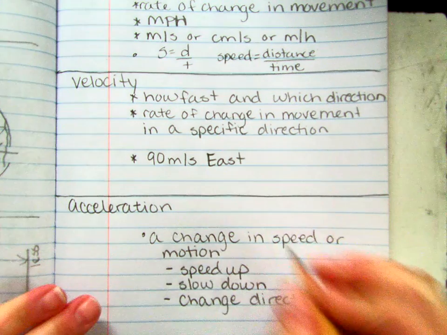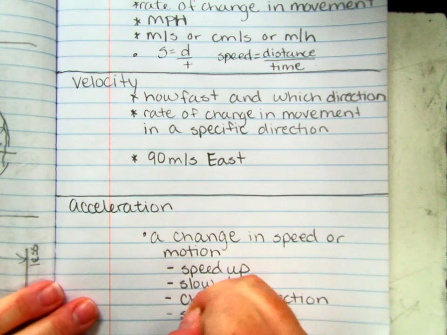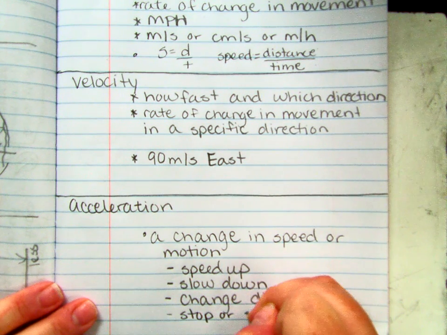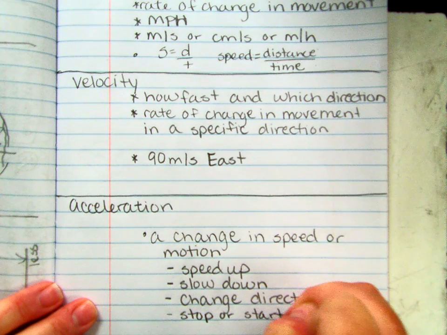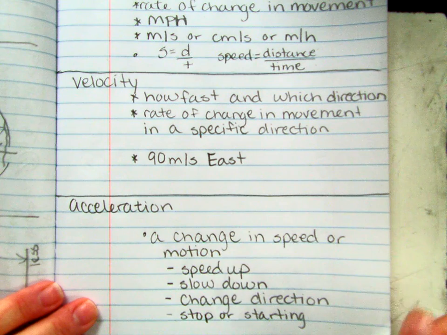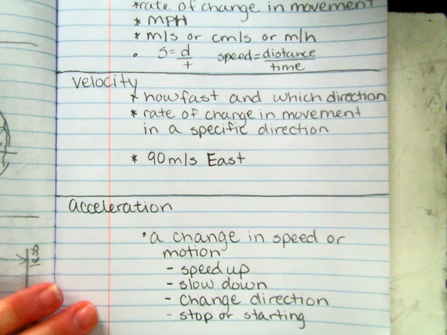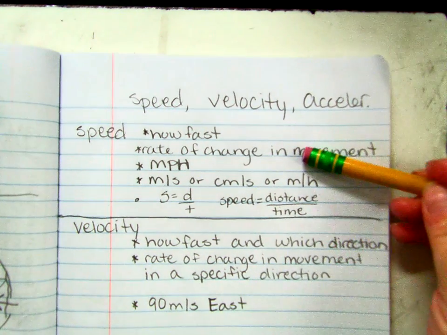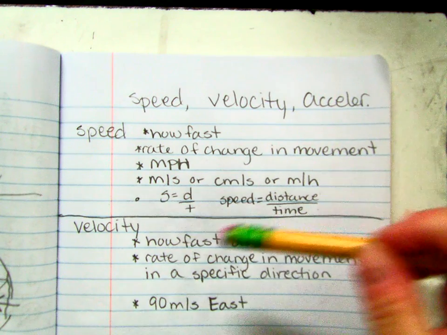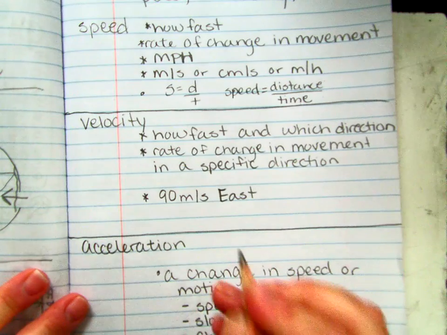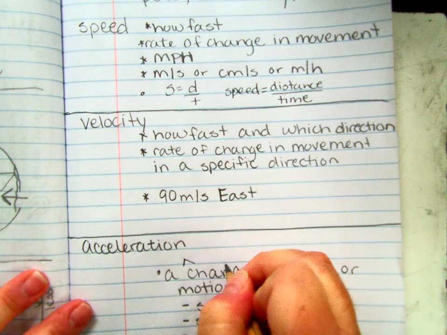You can also include in this stopping or starting, because if you are in a stop position and then you start moving, you've obviously accelerated. And if you're in a moving position and you stop, again, you've accelerated. Now, the difference between these three words is actually super easy. Speed is how fast. Velocity, you've got how fast with the direction. And then acceleration, main word here, change.